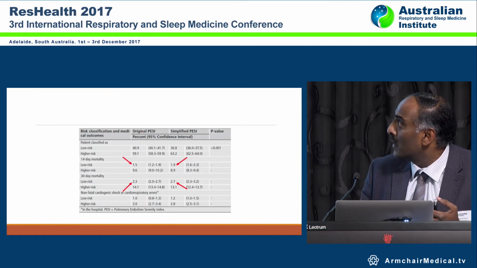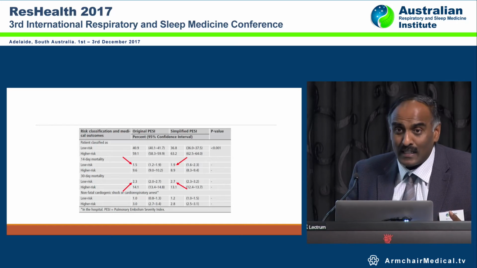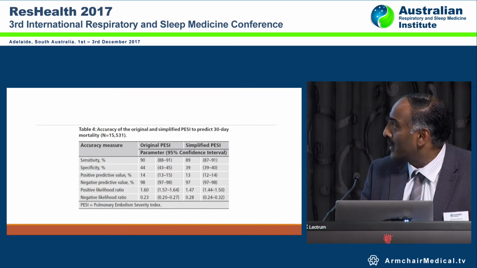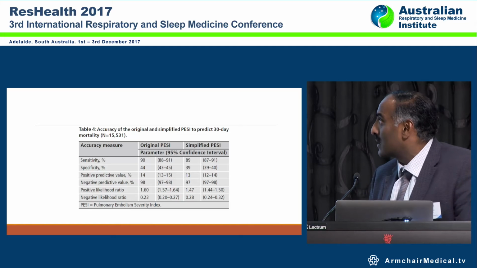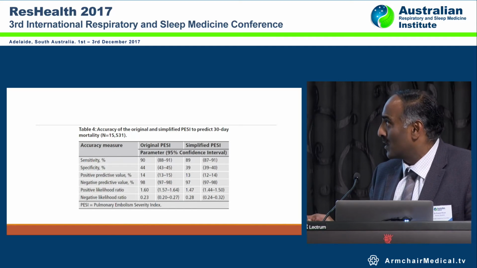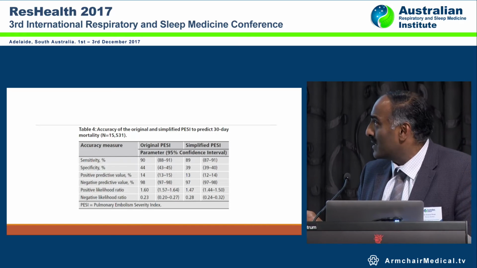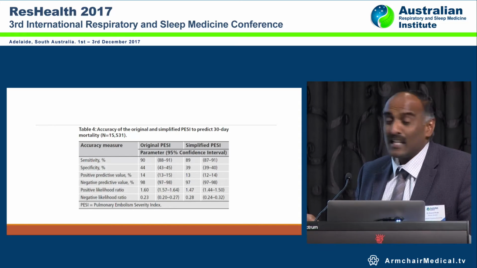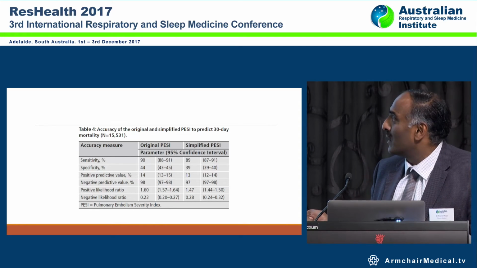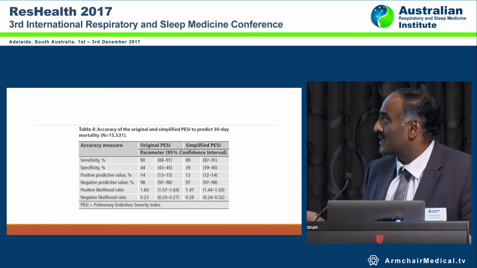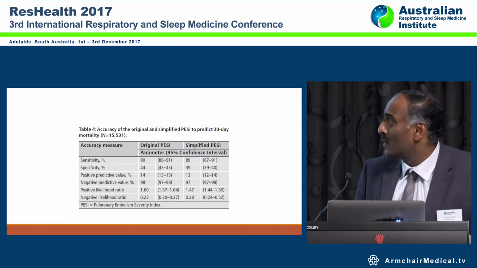So simplified PESI is almost as good as the PESI score. Now the accuracy, the sensitivity, as is obvious, is 90%. So if it's above that, you admit. The specificity is poor, as is expected. And importantly, the negative predictive value is at 98 and 97. So we have a sensitive tool, but it's not specific.